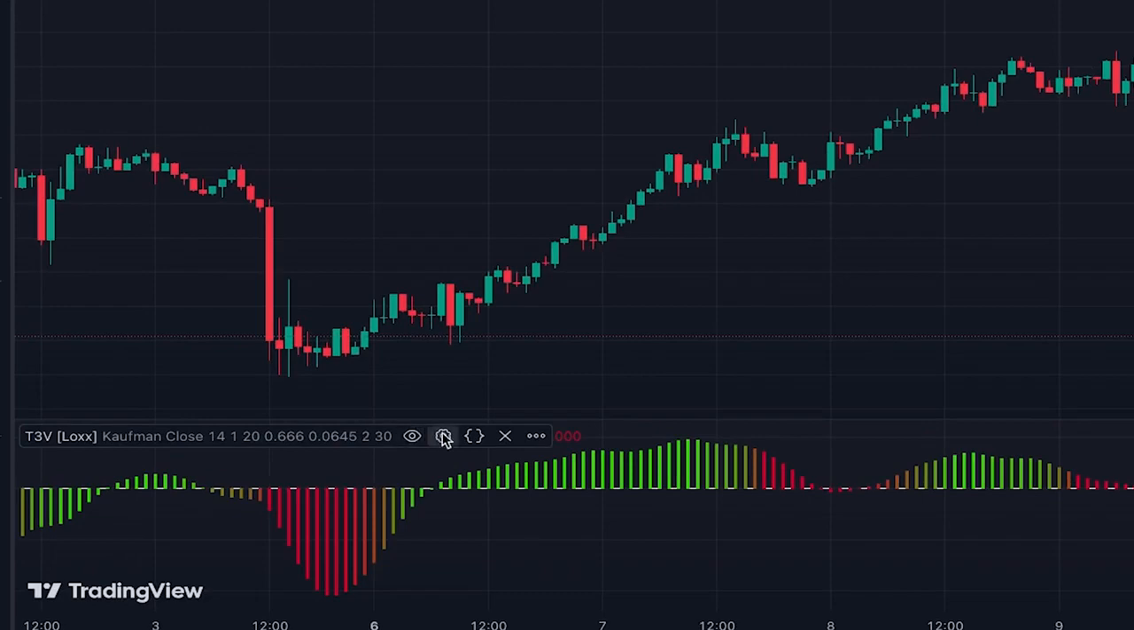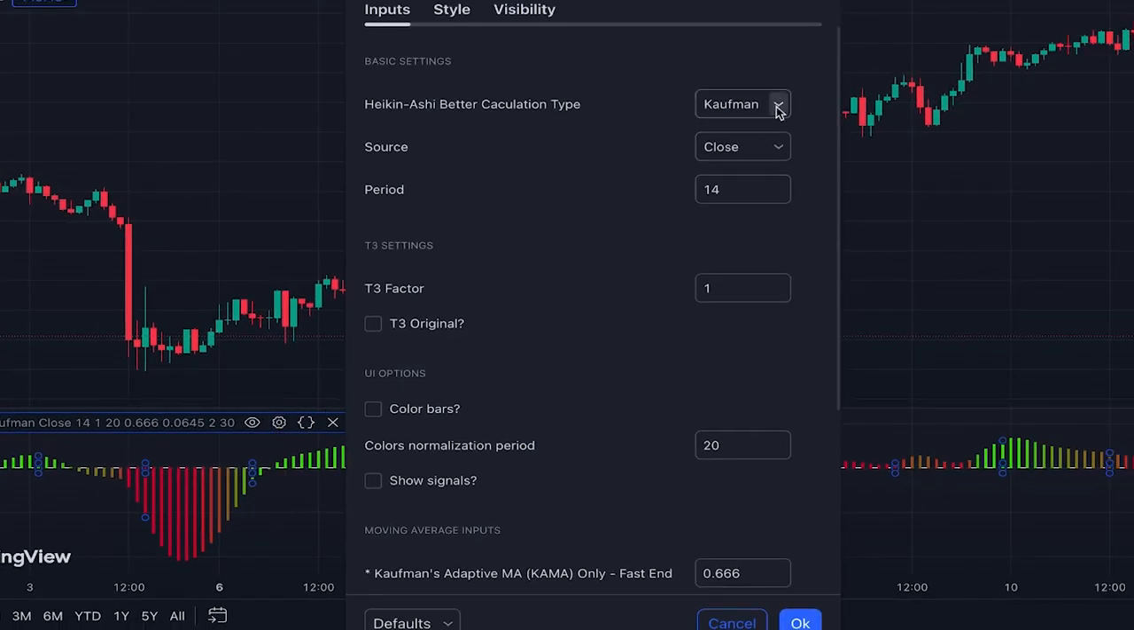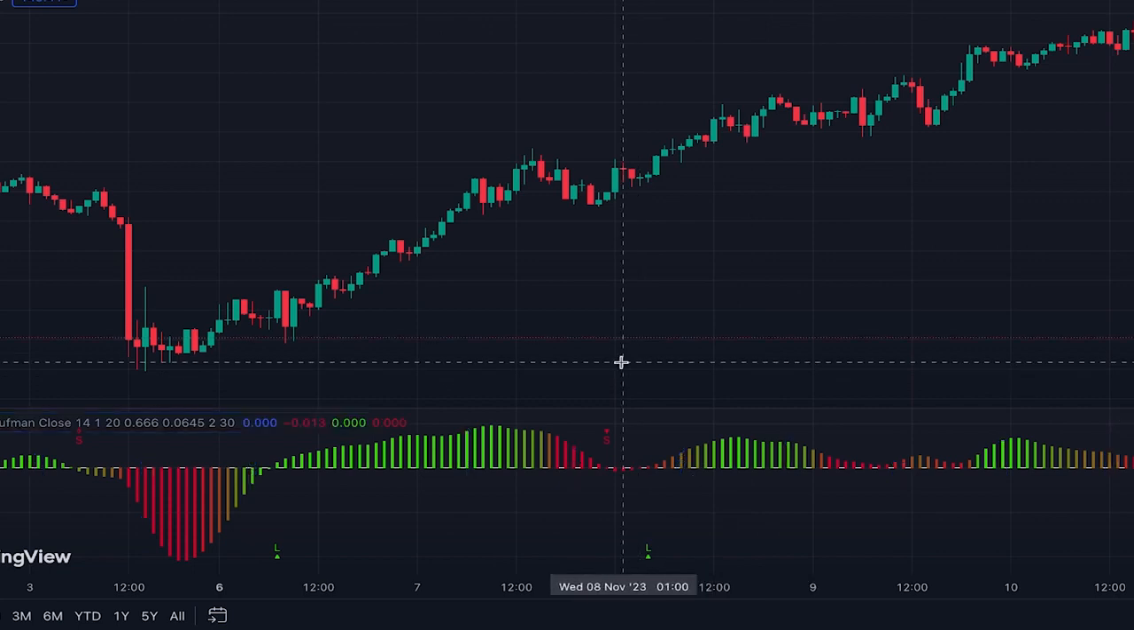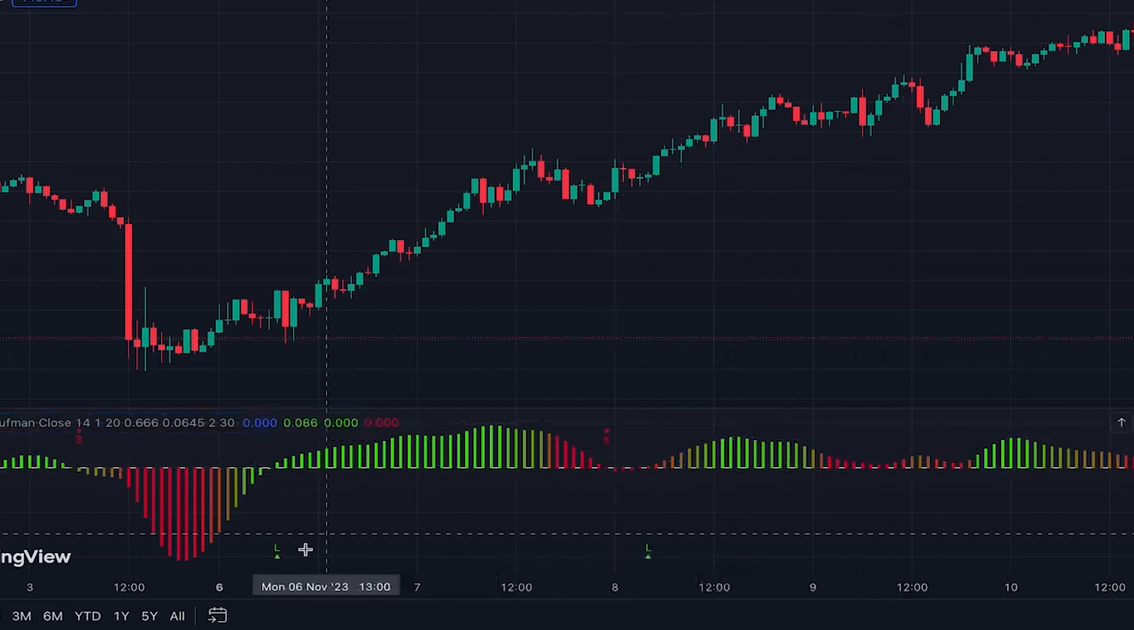In the settings of the indicator, you can choose between 3 types of moving averages: adaptive moving average, T3 moving average, and Kaufman moving average. T3 and Kaufman are good choices, and in this video we continue with Kaufman moving average, which is a better choice for the strategy that I'm going to explain later. Further settings for Kaufman moving average can be found here in case you want to fine-tune it for your trading strategy. You can also turn on show signals, which shows buy-sell signals when the histogram crosses above or below the center line.